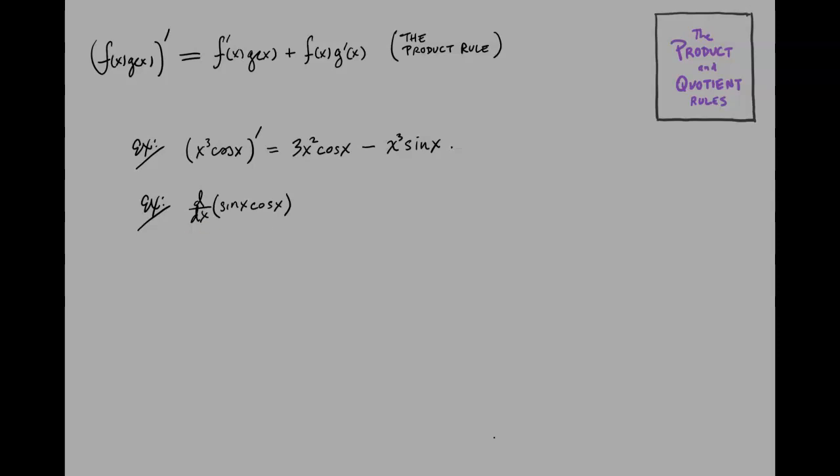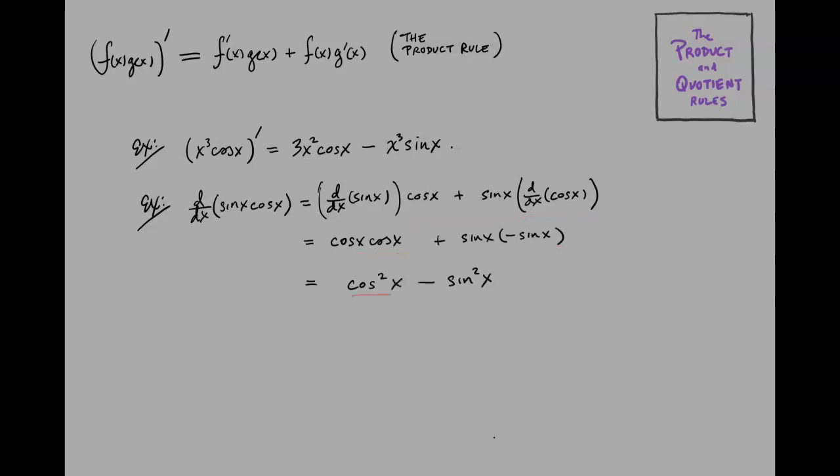If we wanted to compute this with the product rule, we would get the derivative of sine x, the first function, times cosine x, the second function, plus sine x, the first function, times the derivative of cosine x, the second function. And we know the derivative of sine is cosine, and the derivative of cosine is minus sine, so we can rewrite this line as cosine times cosine plus sine times minus sine, and we'll wrap this up in a nicer package as cosine squared x, because that's what that notation means, minus sine squared x.